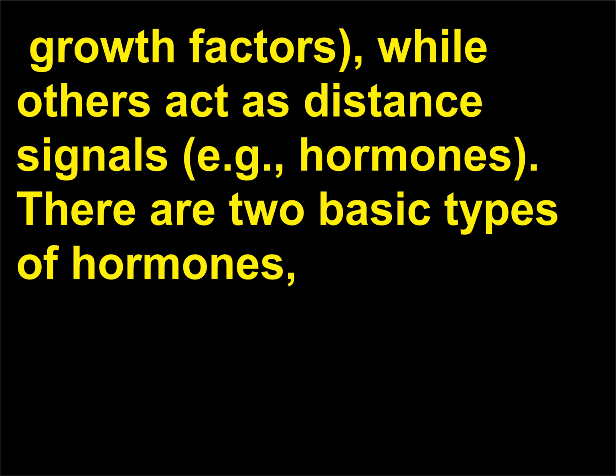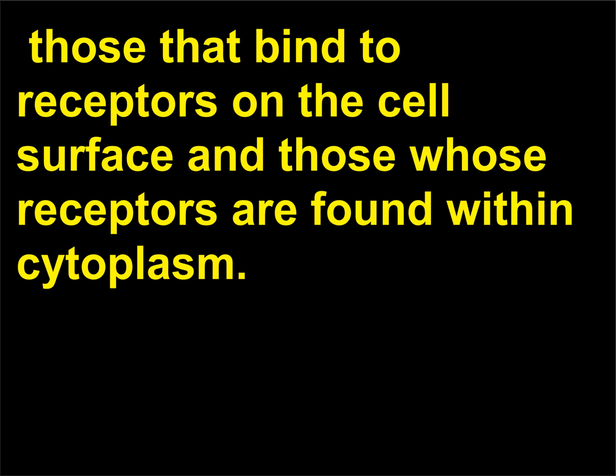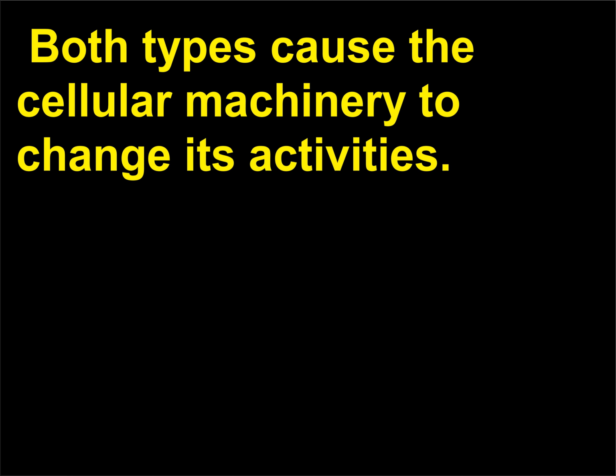There are two basic types of hormones: those that bind to receptors on the cell surface and those whose receptors are found within the cytoplasm. Both types cause the cellular machinery to change its activities.